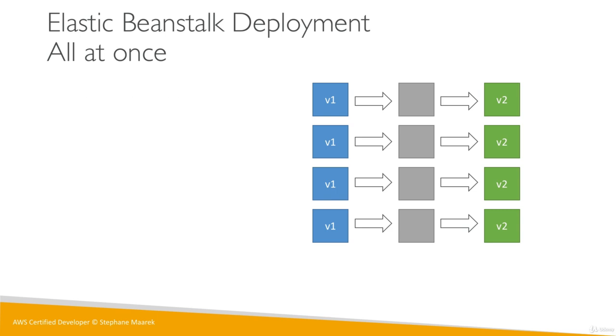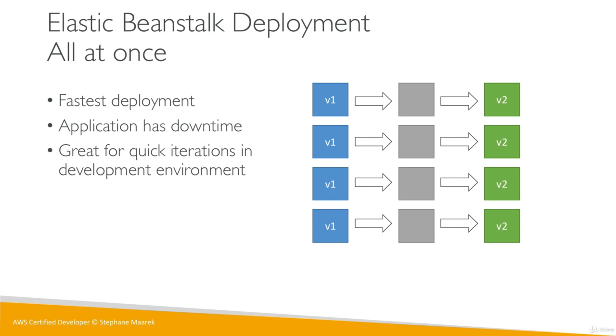So what do we notice? Well, it's very quick. It's the fastest deployment. The application, though, has downtime because you can see in the middle, they're all gray, and so they can't serve any traffic. I think it's great for when you have quick iterations and development environments, when you want to deploy your code fast and quickly and you don't really care about downtime. And finally, with this setup, there is no additional cost.